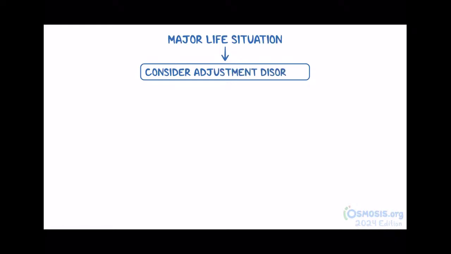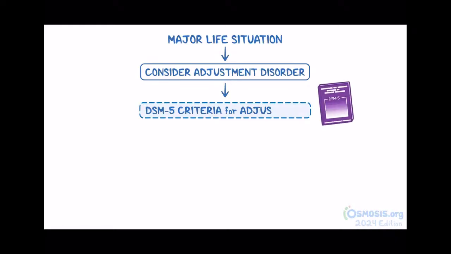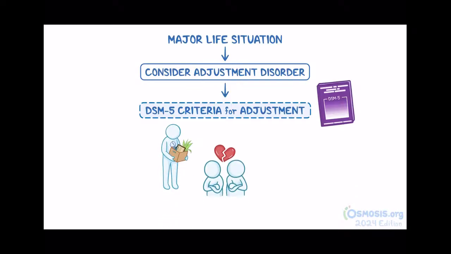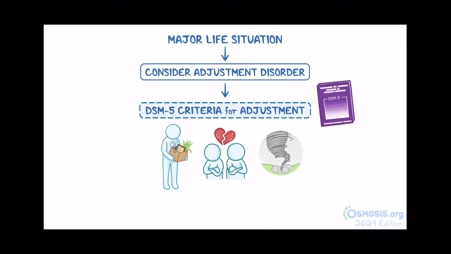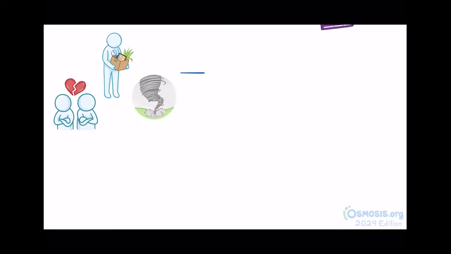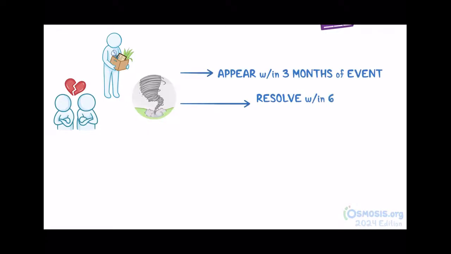Finally, if your patient developed mood symptoms after a major life situation, consider adjustment disorder. Again, assess for the DSM-5 criteria for adjustment disorder, which is characterized by mood symptoms and distress disproportionate to a known stressor like job loss, divorce, or natural disaster. Symptoms appear within 3 months of the event and resolve within 6 months after it ends.